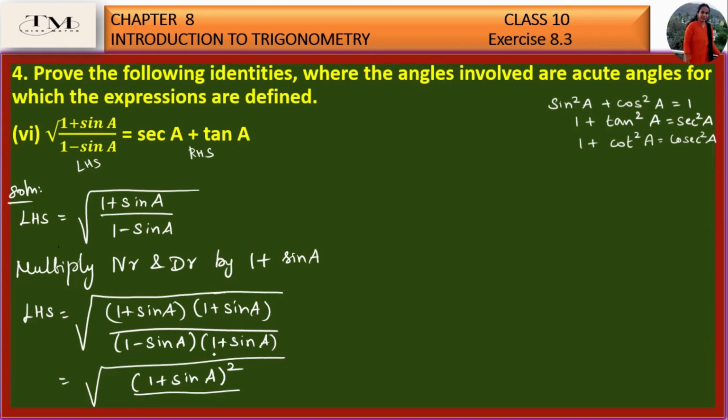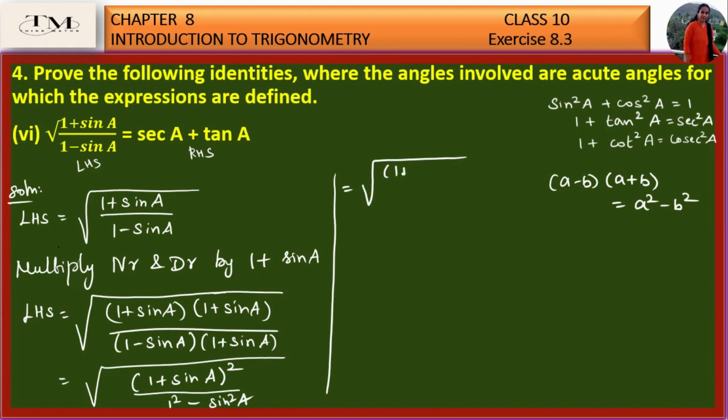What is in the denominator? 1 minus sin A into 1 plus sin A. It is of the form A minus B into A plus B. Its answer is A square minus B square. We are going to use that. Here A is 1, so 1 square minus B, which is sin, so sin square A. So it is equal to square root of (1 plus sin A whole square divided by 1 square, which is 1, minus sin square A).